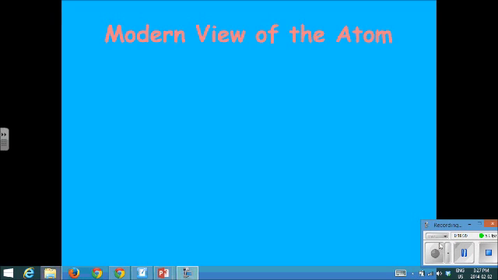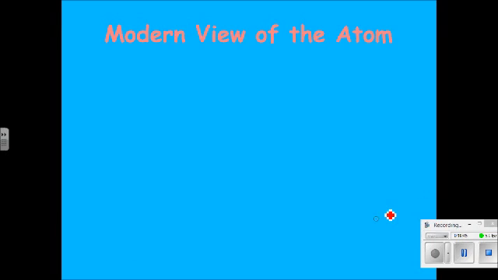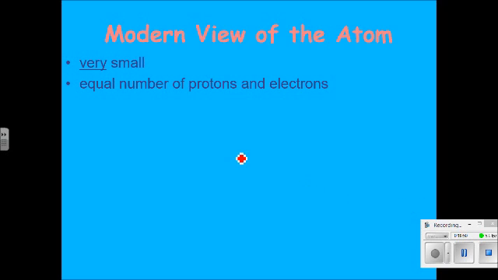So let's just quickly talk about our modern atom. Let's just review a little bit about the atom. We did this a few lessons ago. First thing we want to know is that it's very, very small. And again, when you're neutral, you have equal number of protons as electrons. In your nucleus, you have protons and neutrons. Around it, you have an electron cloud or shells.